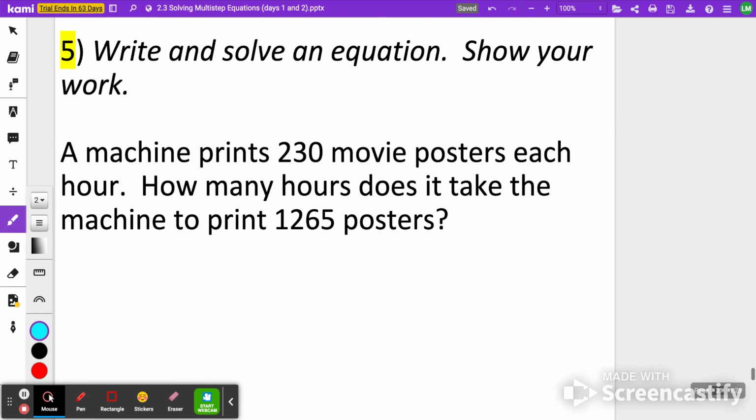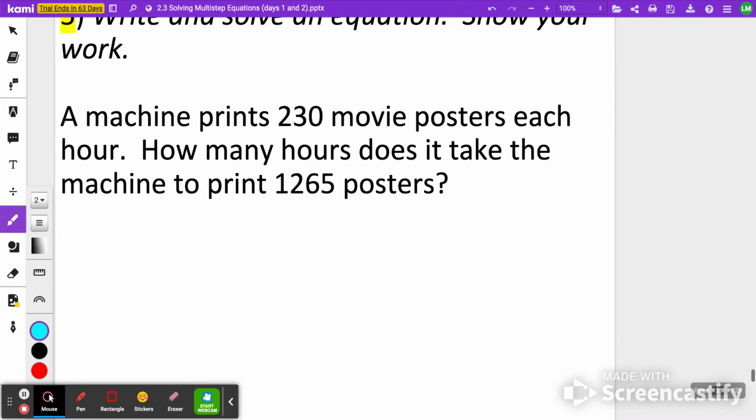Number 5, a machine prints 230 movie posters each hour. How many hours does it take the machine to produce 1,265 posters? We can solve this question by multiplying 230 times x, which would be equal to 1,265. We're just trying to figure out how many hours they would need to print those. To solve this, I'm going to be dividing.